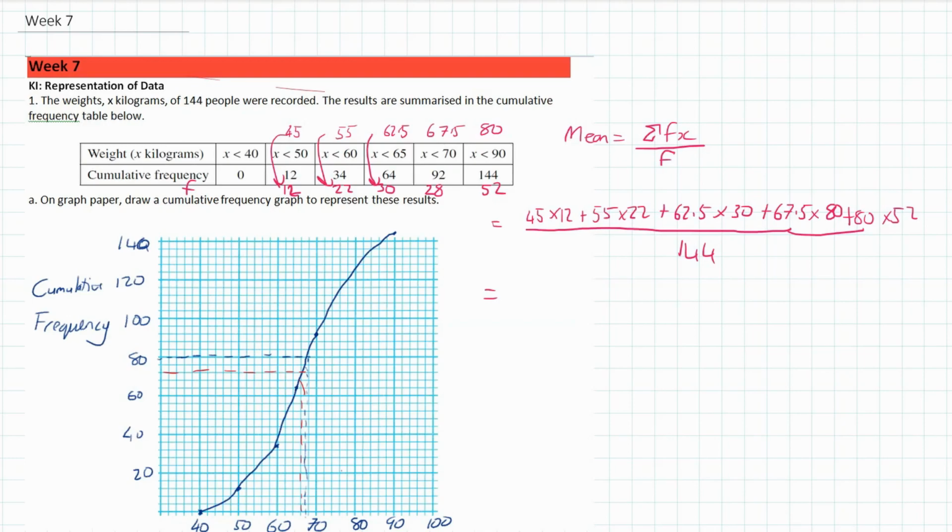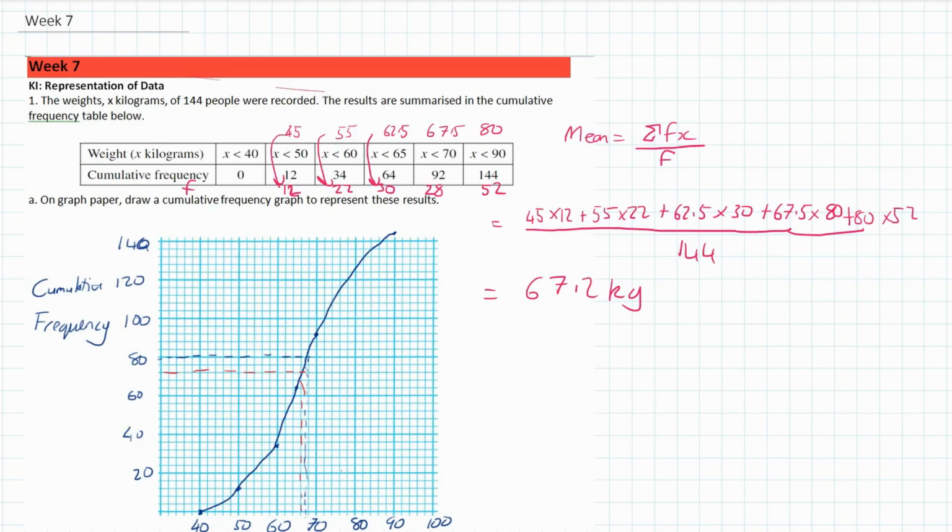Wait, hang on, is that all divided by 144? I'm getting 67.2 kilograms, which, let's face it, was pretty much the estimate that I had before. Okay, perfect.